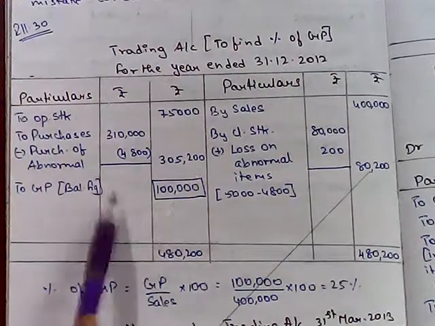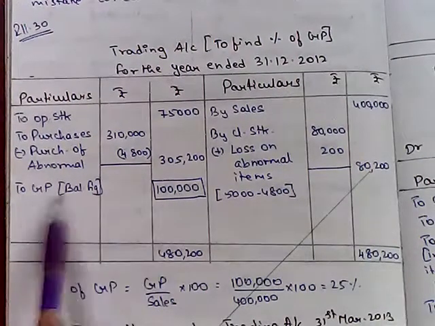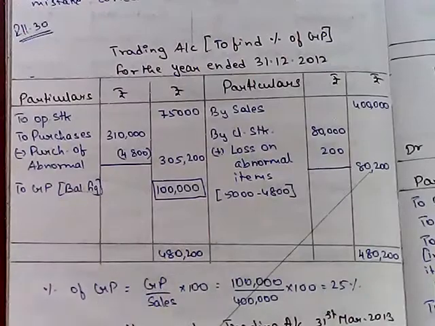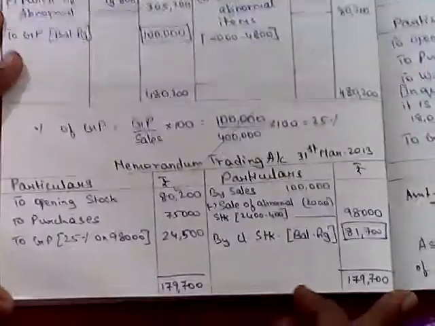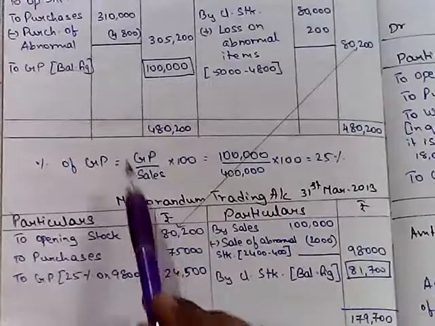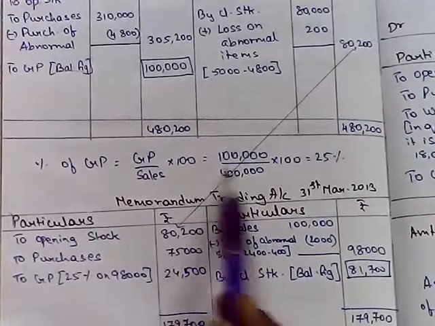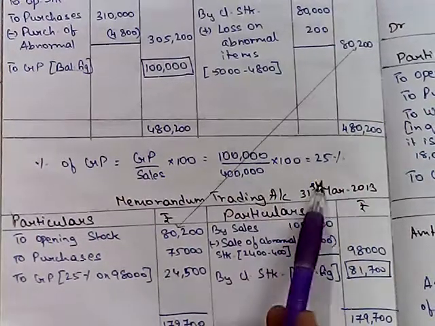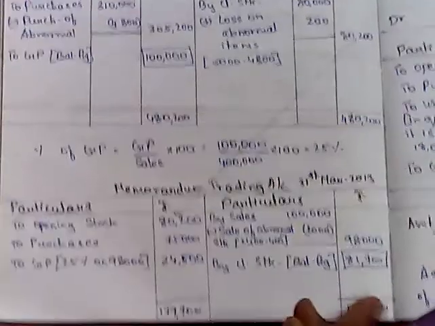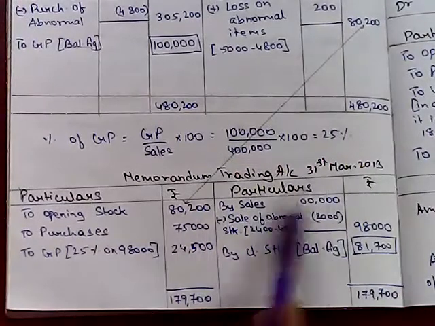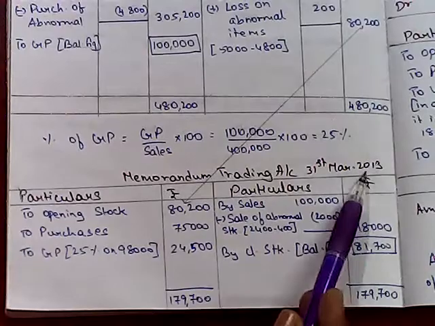Therefore the balancing figure comes in the debit side, which is called as gross profit. Okay, so now we can find out the percentage of gross profit, that is GP divided by sales into 100. So 1 lakh divided by 4 lakh into 100, which is 25%. Now memorandum trading account as on 31st March 2013.